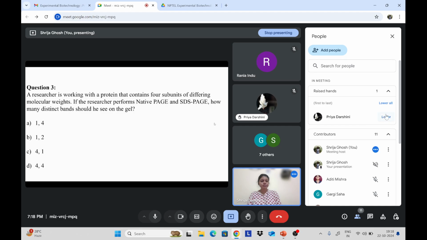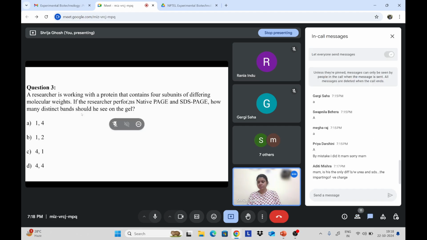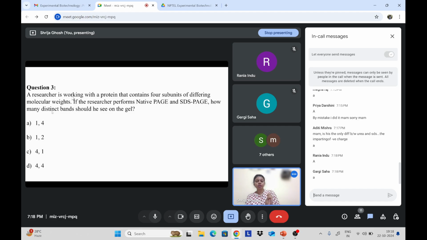Question number 3. A researcher is working with a protein that contains 4 subunits of differing molecular weight. If the researcher performs native PAGE and SDS PAGE, how many distinct bands should he see on the gel? So, respectively, you have to answer how many bands on native PAGE, then how many bands on SDS PAGE. Option A says 1, 4, option B 1, 2, option C 4, 1, and option D 4, 4.